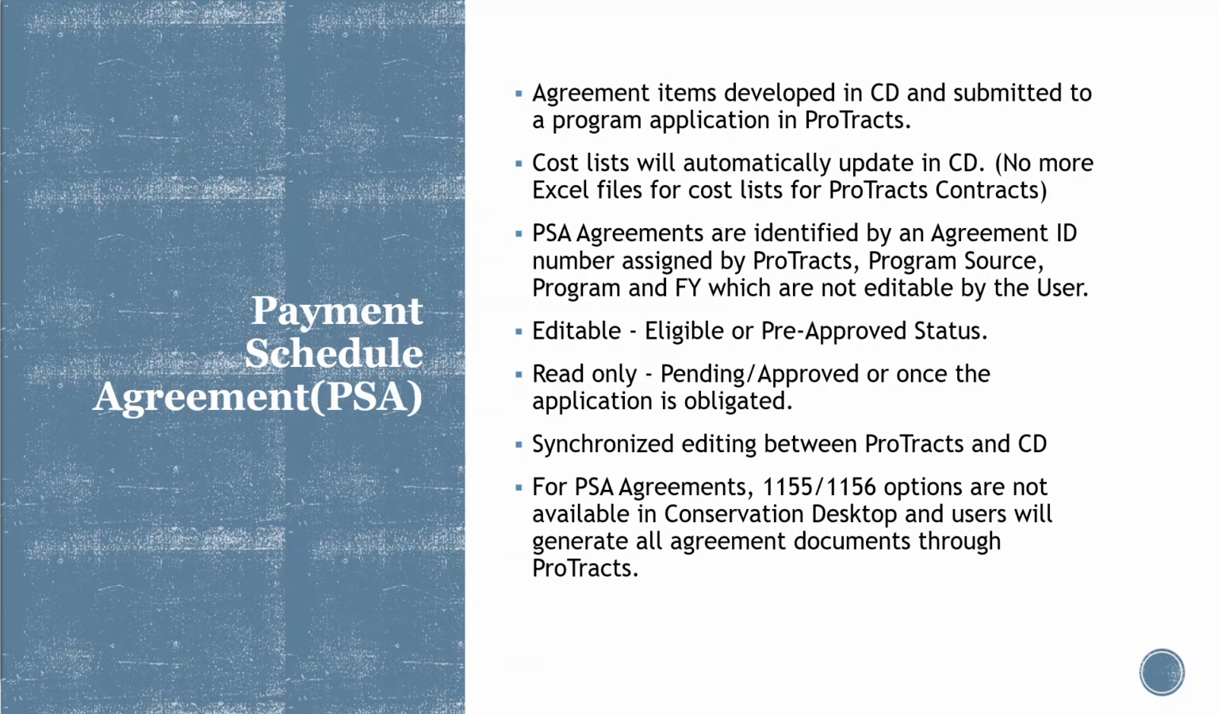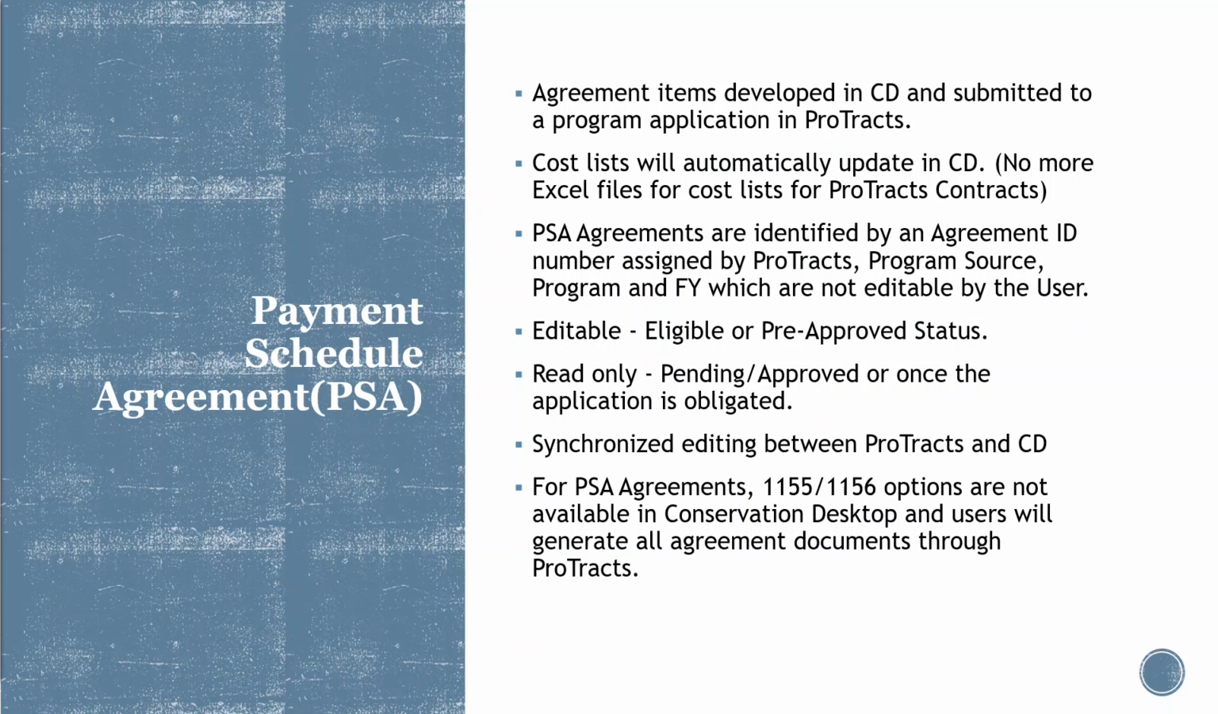They're identified by an agreement number that's assigned from ProTrax, comes from the program source, program, fiscal year, not editable by the user. Some items are editable when it's in eligible and pre-approved status, and it's in read-only status when it's in pending or approved or once it's obligated.